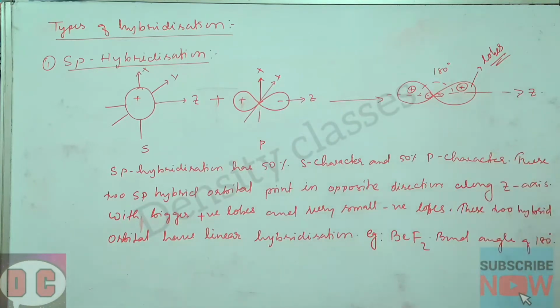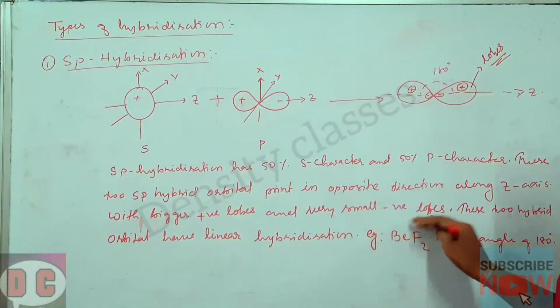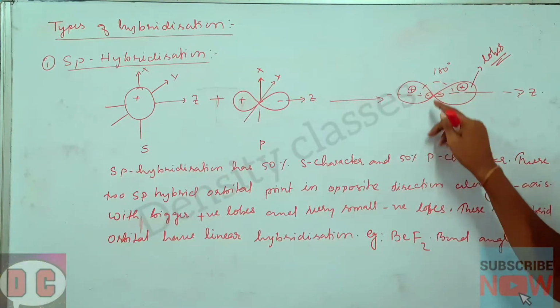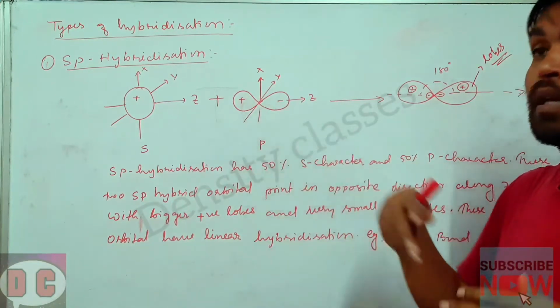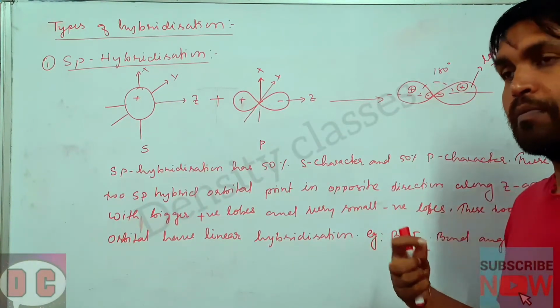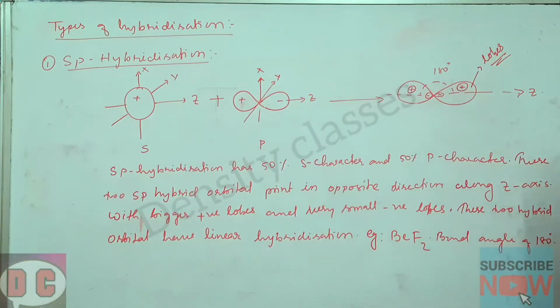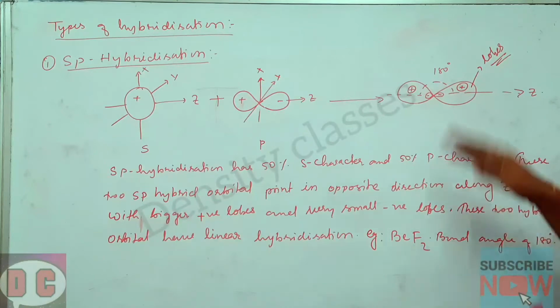The overlapping has taken place along the z-axis, and they are pointing in opposite directions along the z-axis, with bigger positive lobes and very small negative lobes. So the bigger lobes are positive, and the smaller lobes are negative. Again, before hybridizing, the orbitals have equal lobes, positive and negative equal. But after hybridization, one lobe will be bigger, another smaller, in opposite directions. These two hybrid orbitals have linear hybridization, so their structure is linear.